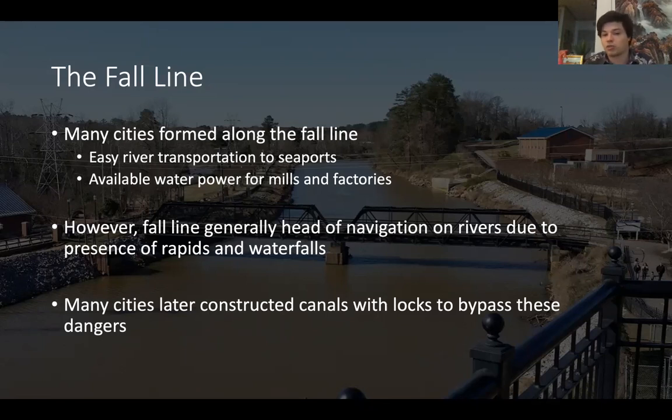And because of those rocks and rapids and waterfalls, many cities later constructed canals with locks to bypass these dangers. And you can see in the background here, and maybe you've been down there before, to the Columbia River Walk, the Columbia Canal, which was created to bypass those dangers.